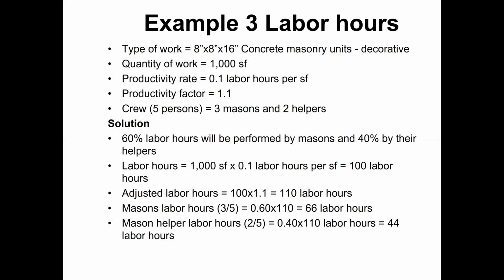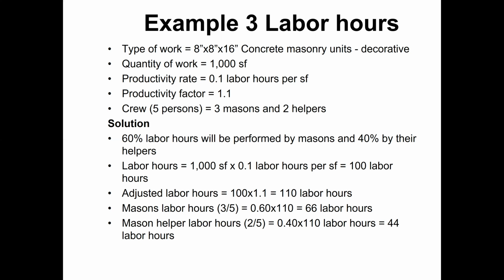So it means 66 labor hours will be paid to the masons, which are 3, and then there are 2 helpers. So 2 by 5 is 40%. So 40%, 0.40 multiplied by 110. So we got 44 labor hours. So among the 110 labor hours, 66 will be paid to the masons and 44 to the helpers.